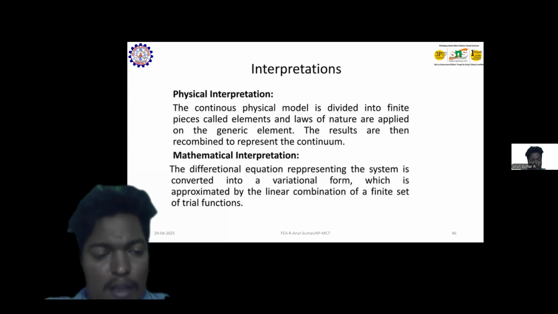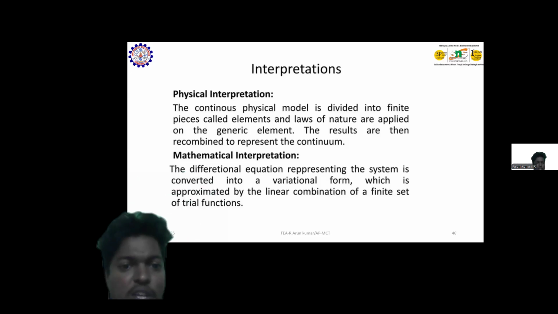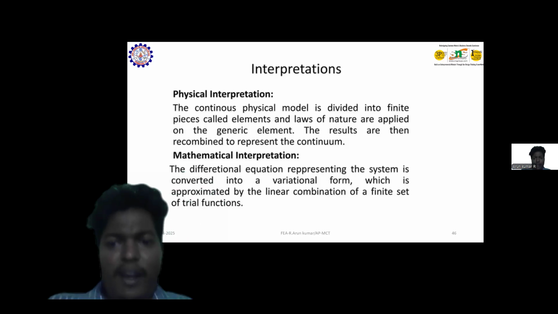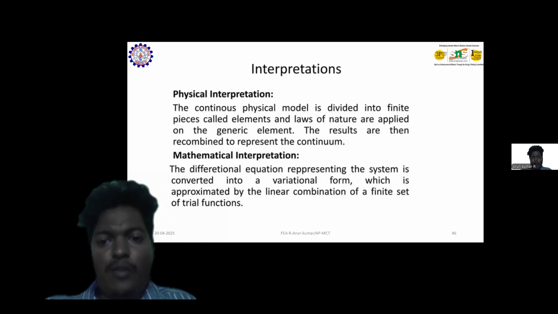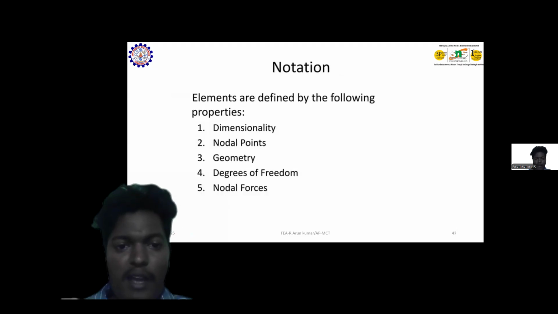The physical interpretation is the continuous physical model divided into finite pieces, called elements, and the laws of nature are applied on the generic element. The results are then recombined to represent the continuum. The mathematical interpretation is the differential equations representing the system converted into the variational form, which is approximated by a linear combination of a finite set of trial functions.